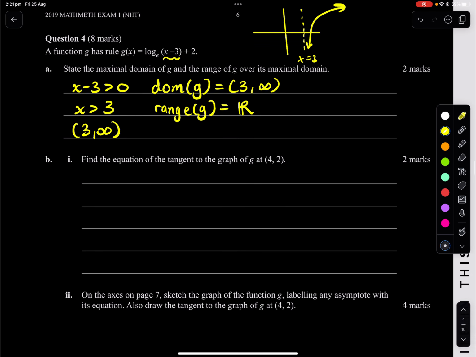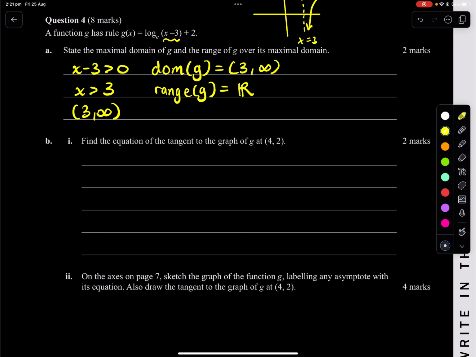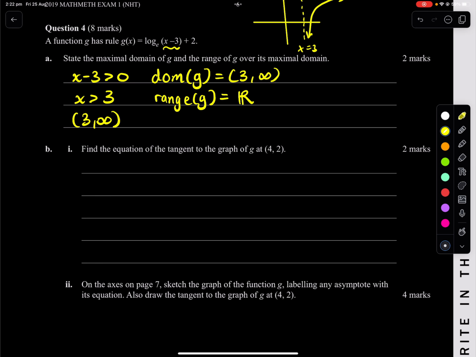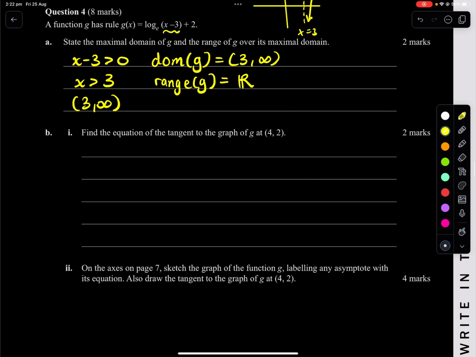That's that. So the next one, find the equation of the tangent to the graph of g at 4, 2, so 4 on 2, okay, easy. So we can say that, what is its gradient? So what's g dash of x?